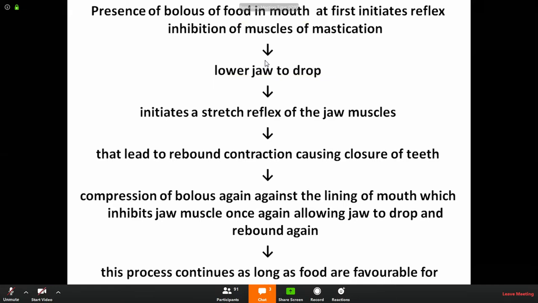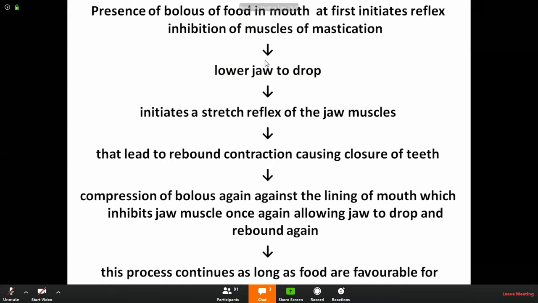Okay, this is the process of mastication. Whenever there is presence of food in the mouth, there is inhibition of the muscles of mastication. When the muscles of mastication are inhibited, the lower jaw drops downward. Whenever the lower jaw drops downward, there is a stretch reflex generated in the muscles of mastication, which leads to rebound contraction, causing the closure of the teeth.